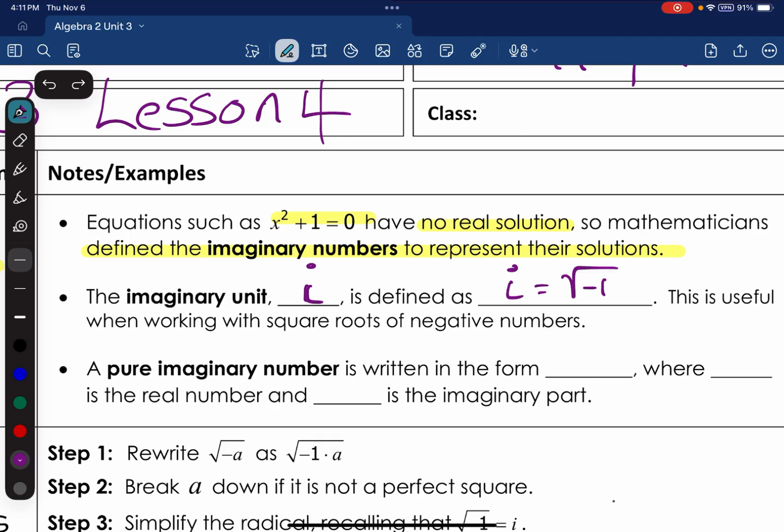The next sentence says a pure imaginary number. So we're talking about a different definition. A pure imaginary number is written in the form of bi, where b is a real number and i is the imaginary part.